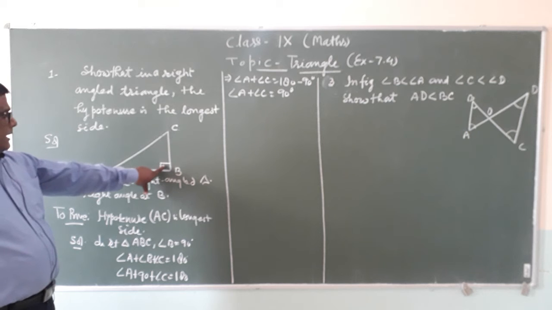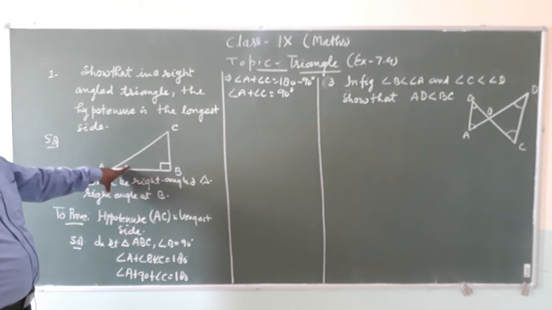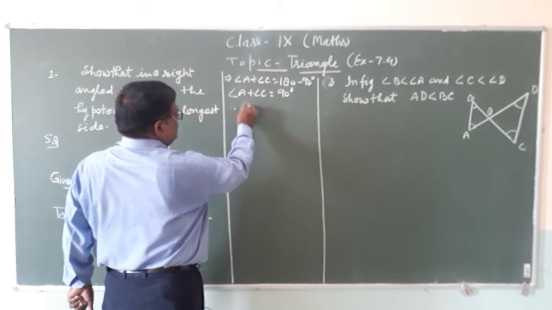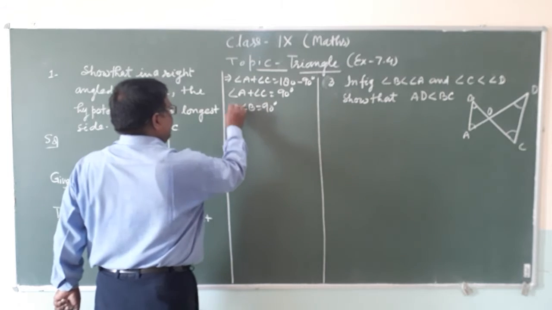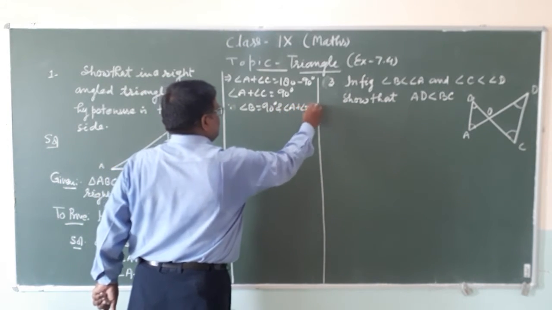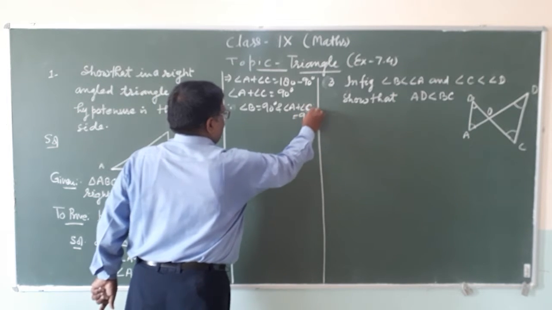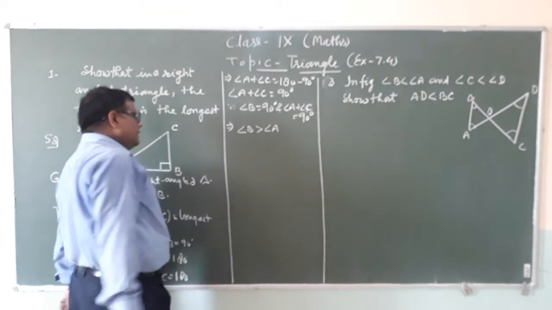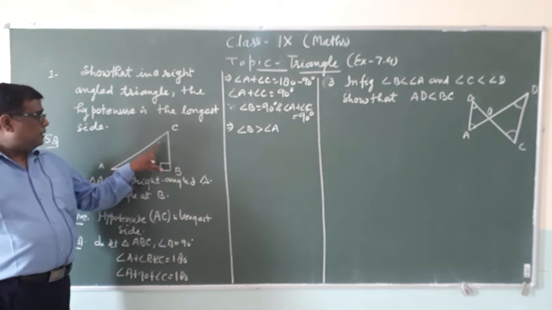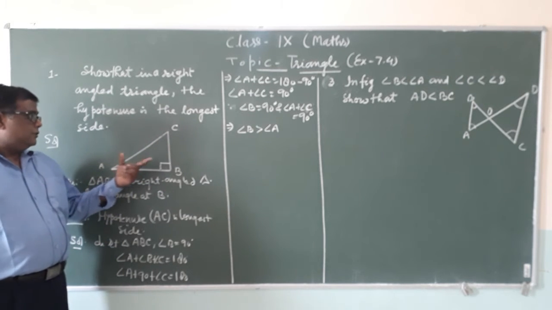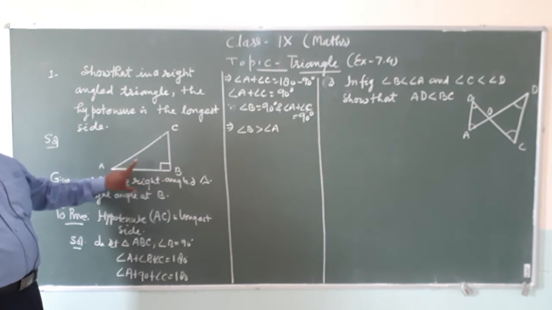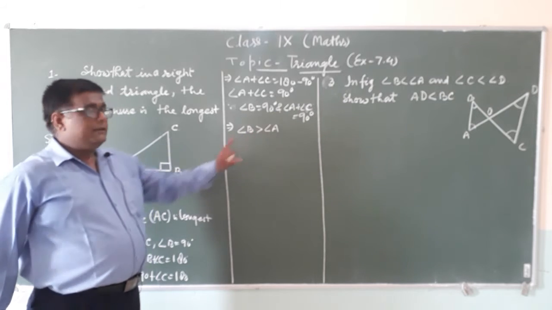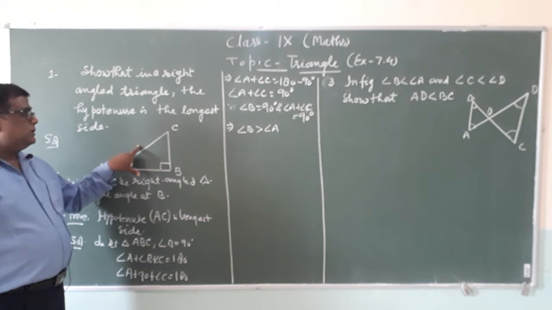Now look at this figure. One angle is 90 degrees and the sum of the other two angles is also 90 degrees. So we have to say that angle B, since angle B is equal to 90 degrees and angle A plus C is equal to 90 degrees, this implies that angle B is greater than angle A. That is, in any triangle, if one angle is 90 degrees and the sum of the remaining two angles is 90 degrees, then the 90 degree angle, angle B, will always be greater than either of the other angles. It means angle B is greater than angle A. So if angle B is 90 degrees, its opposite side should be the longest, and this we have to prove.